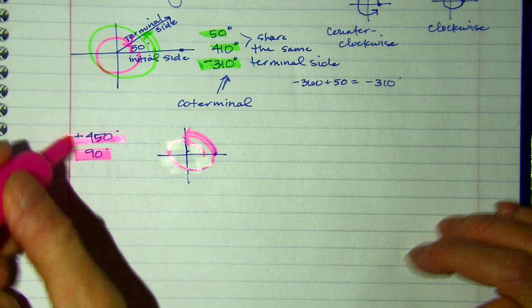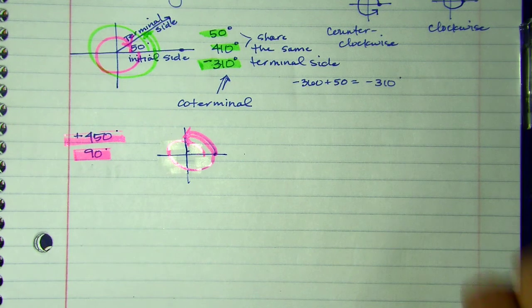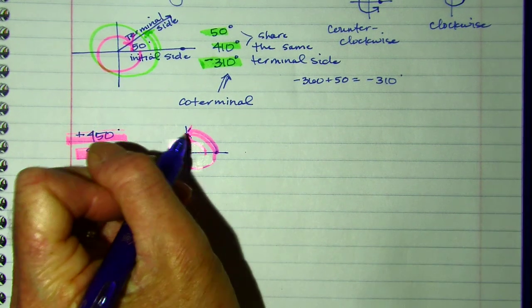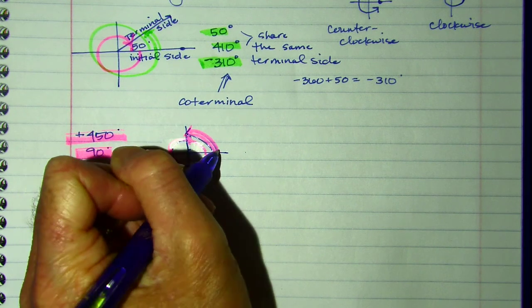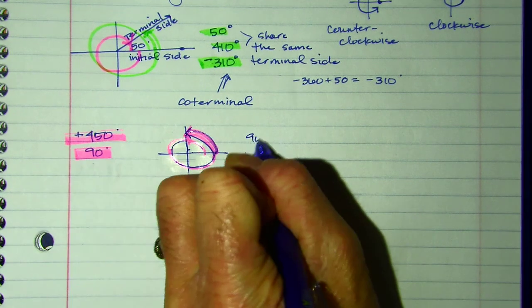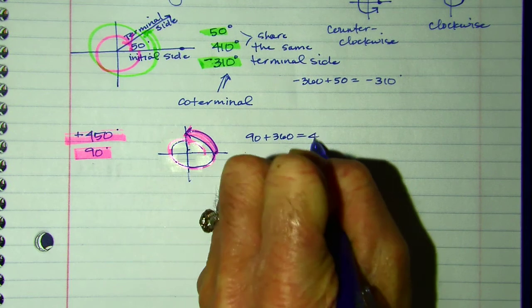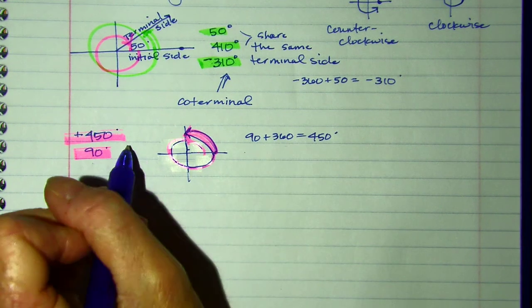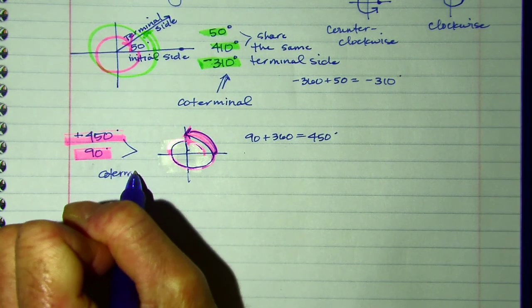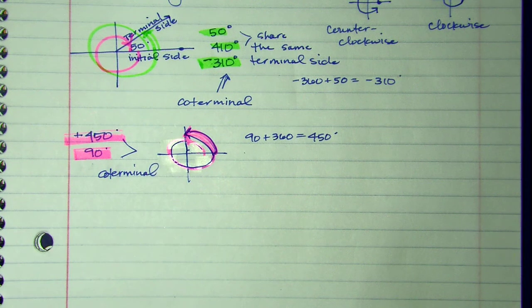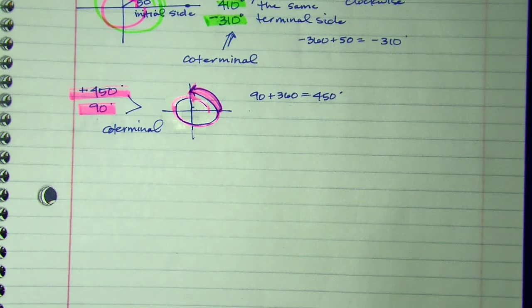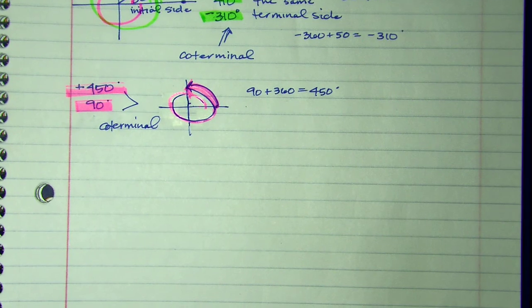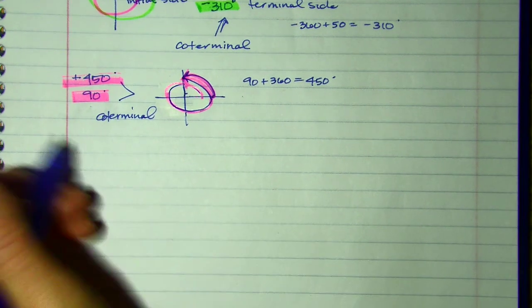Both of these would be coterminal because they share the same terminal side. They both end here, 360 plus 90 and 90. So 90 plus 360 would equal 450. These are coterminal. Okay, so this section just goes over coterminal angles share the same terminal side, and they're usually in rotations of 360. Sorry about that. That was all over the place, huh?